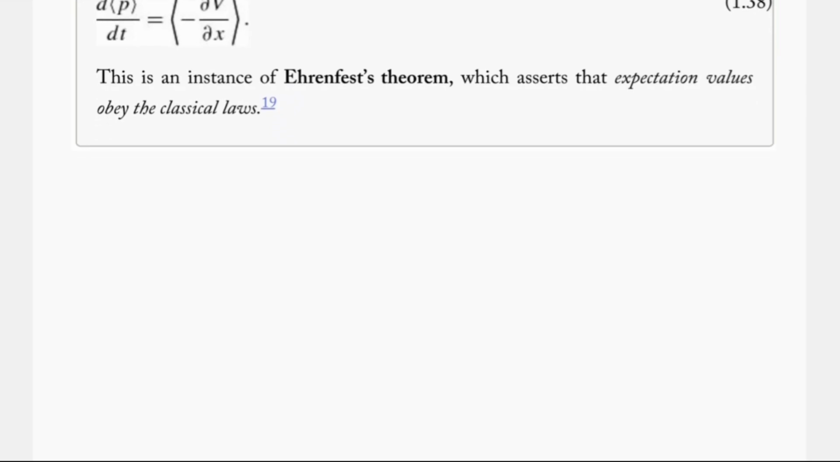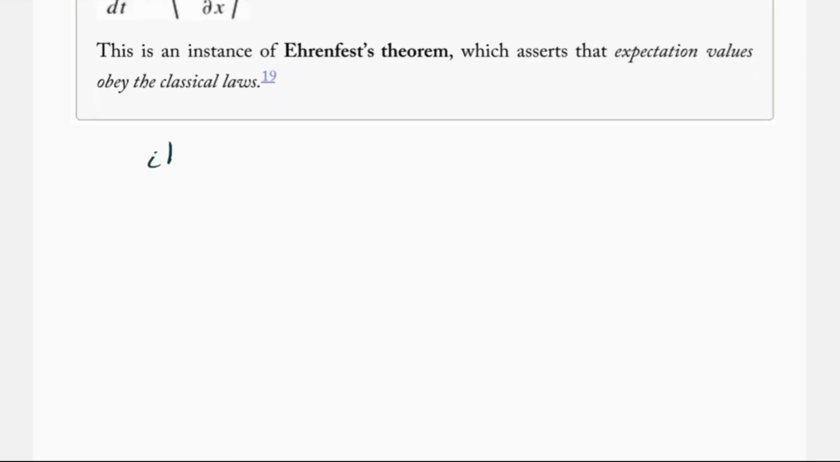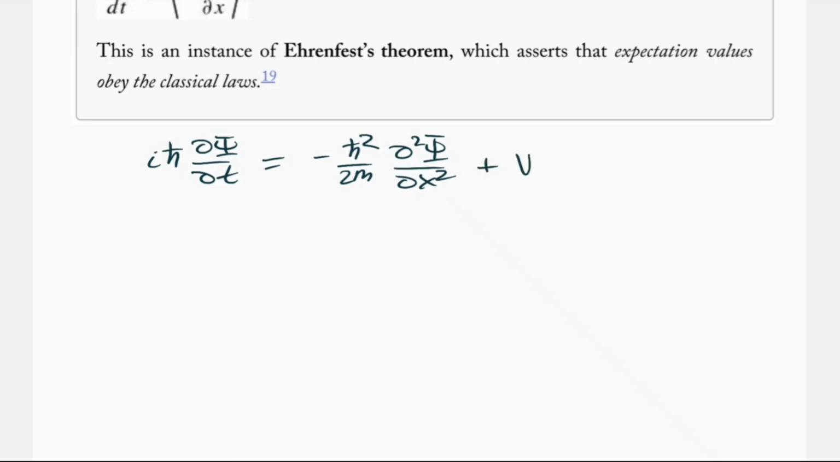Alright, so starting off we have Schrodinger's equation. We're going to write it out. i h bar dψ/dt is equal to negative h bar squared over 2m d²ψ/dx² plus the potential. We'll just do V, that's V of x, and then ψ.